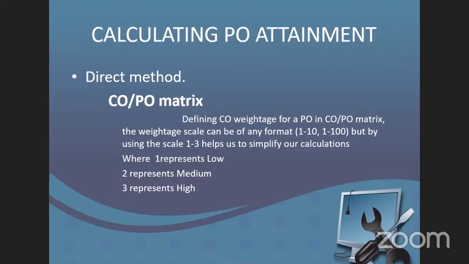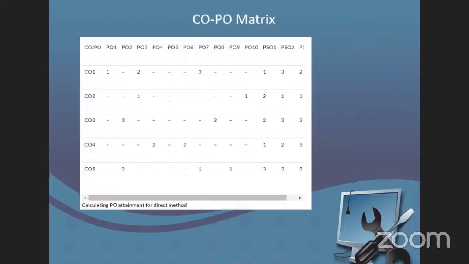Again, we fix the rubrics. 1 represents a very low correlation between the course outcome and the program outcome, 2 represents medium, and 3 represents high. So this is a sample CO-PO mapping.